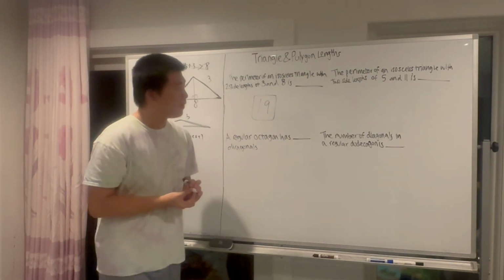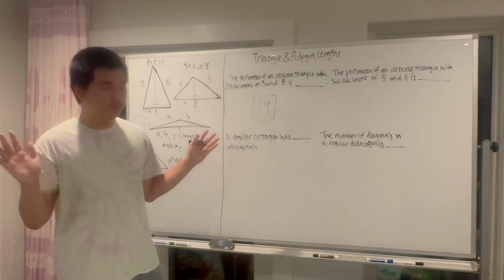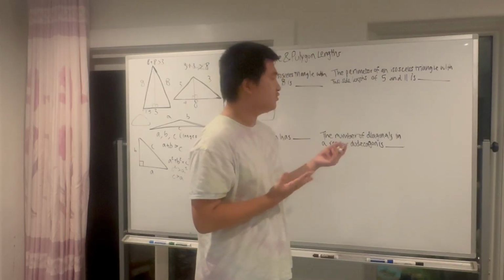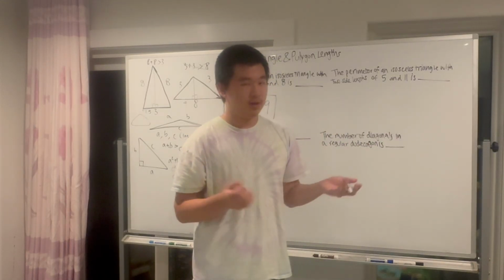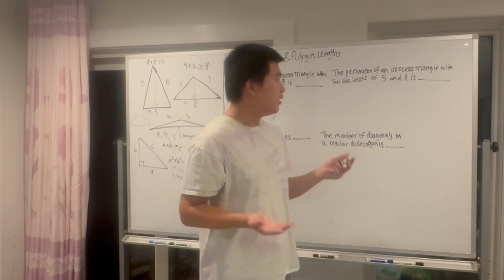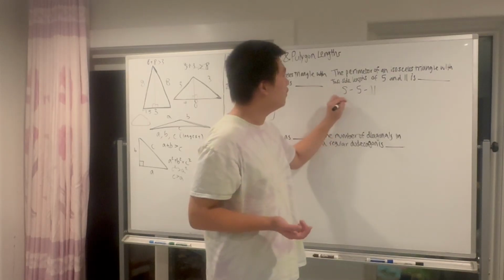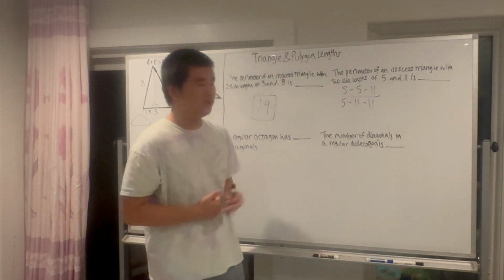Okay. Now, similarly, once you see one of these problems, you've seen them all, right? So let's just run through this one real quick. The perimeter of an isosceles triangle with the side lengths 5 and 11 is, well, just like the last video, we saw that it's either 5, 5, 11, or 5, 11, 11.